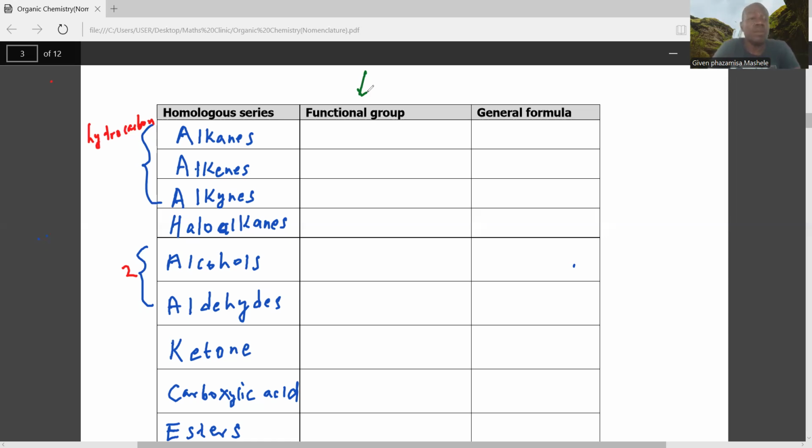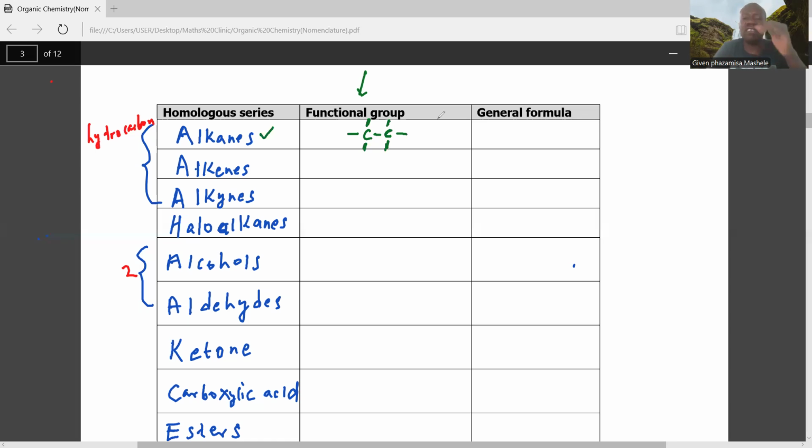What does this mean? It means when we say this is an alkane, how do we see that these are alkanes? Listen to me. Alkanes are seen by a single bond between the carbon atoms. I can even use one carbon instead of 2. They are seen by the single bonds between the carbon atoms. So this is the functional group of an alkane.